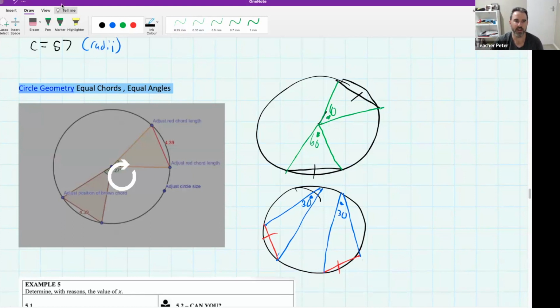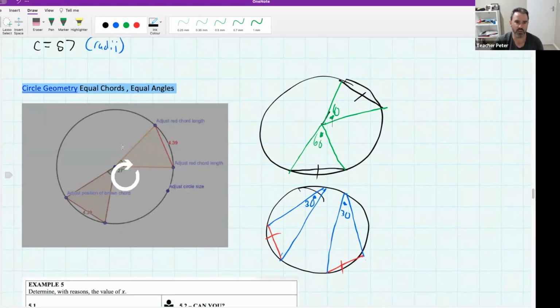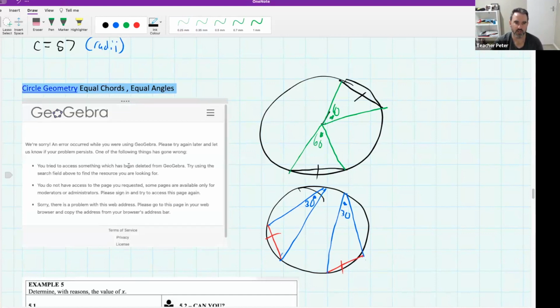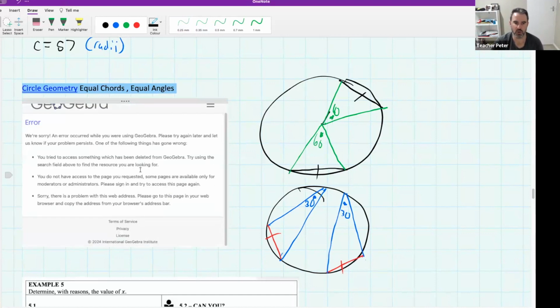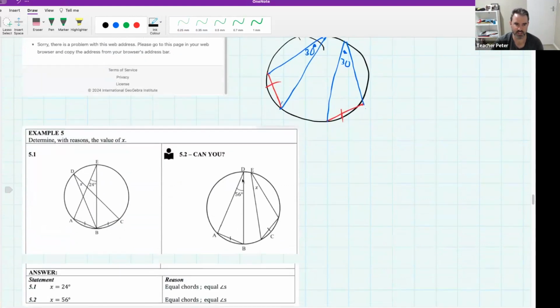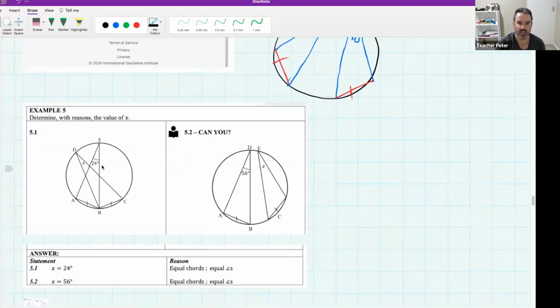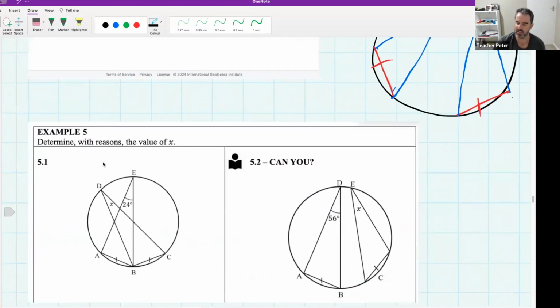Now, earlier on, my little animated thing wasn't working. Maybe it'll work now. Let's see if it will work. No, it's not happy. Okay, so let me show you a question where we use this idea. What is the size of angle X going to be in this particular question if AB is equal to BC?